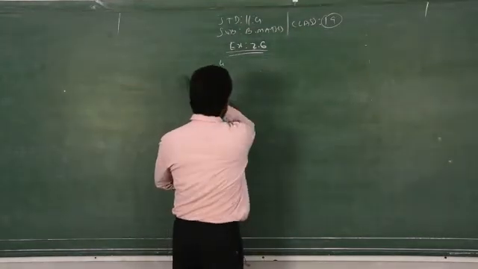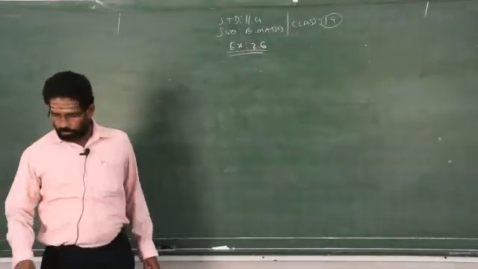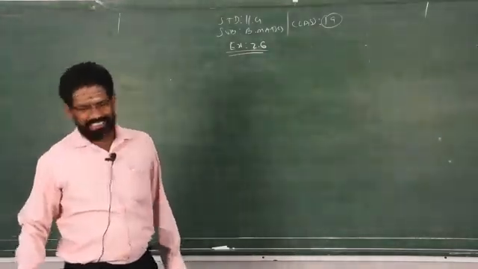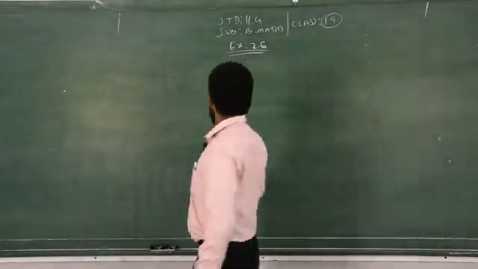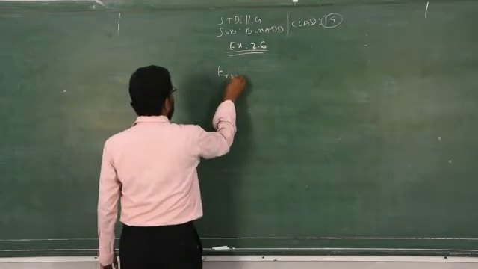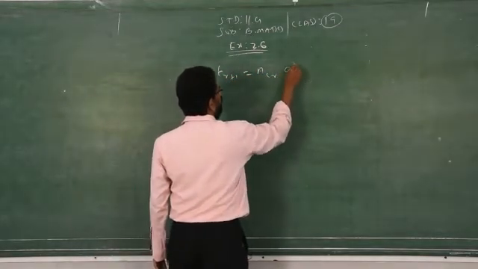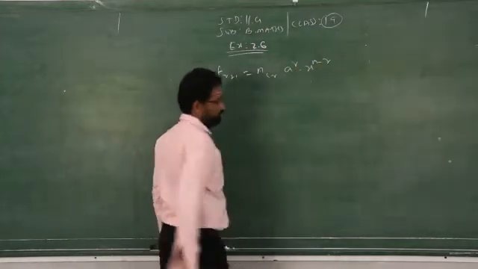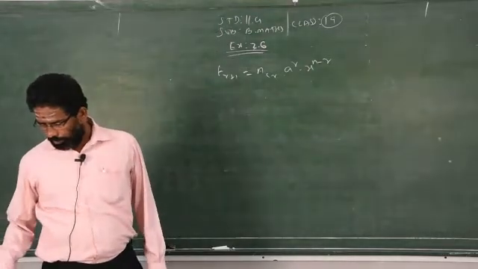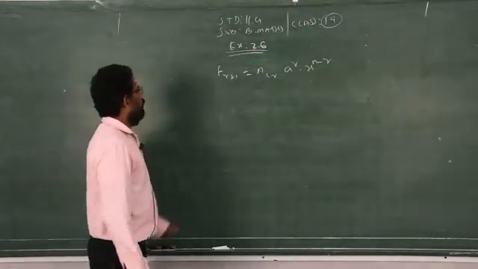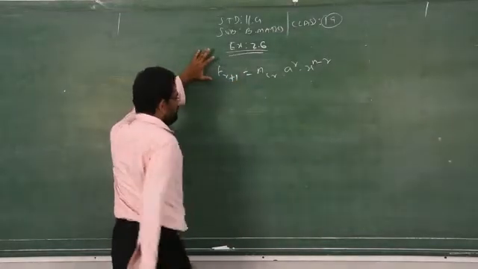In the previous class we studied the middle term of the given expansions by using the formula T r plus 1 equals nCr a power r into x power n minus r. By using this formula we found the middle term of the expansions.